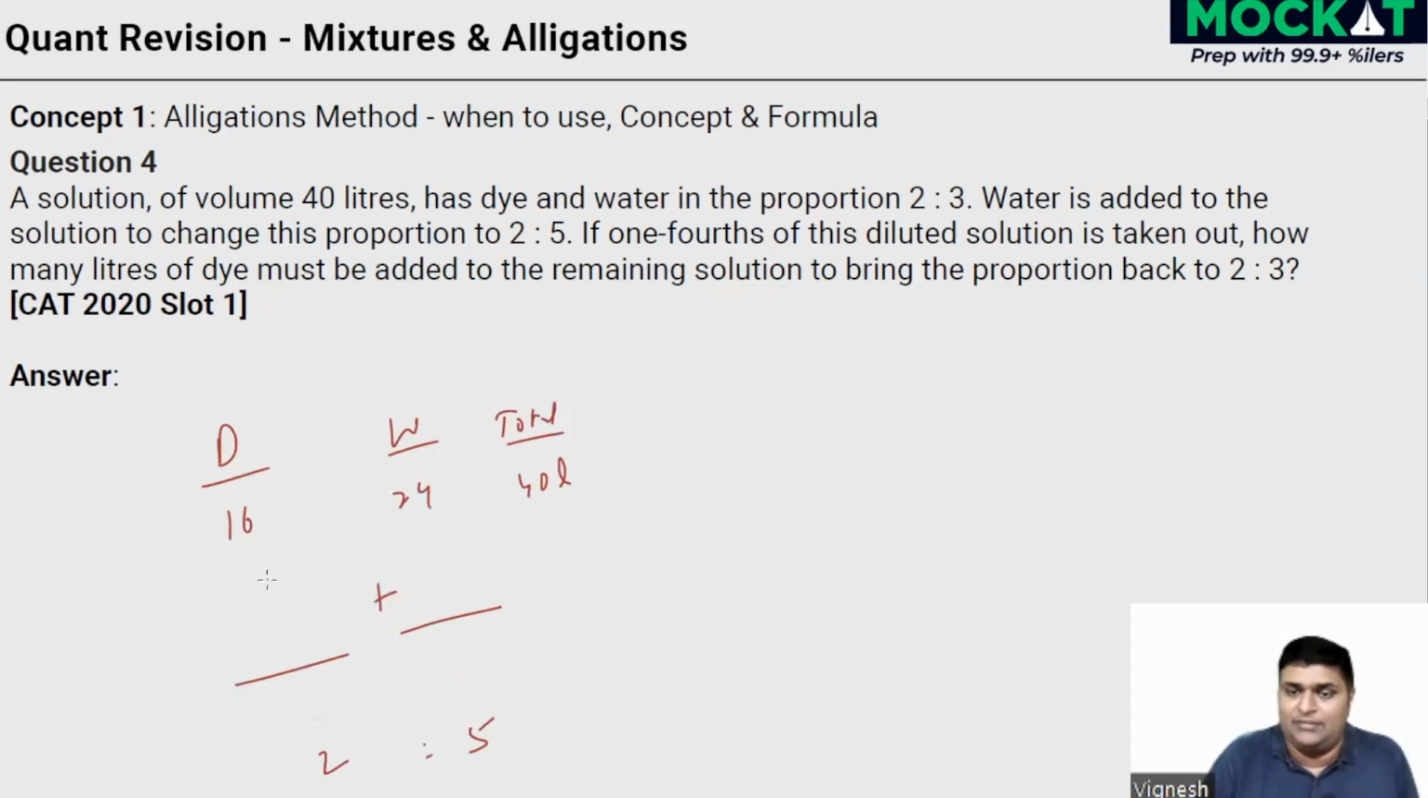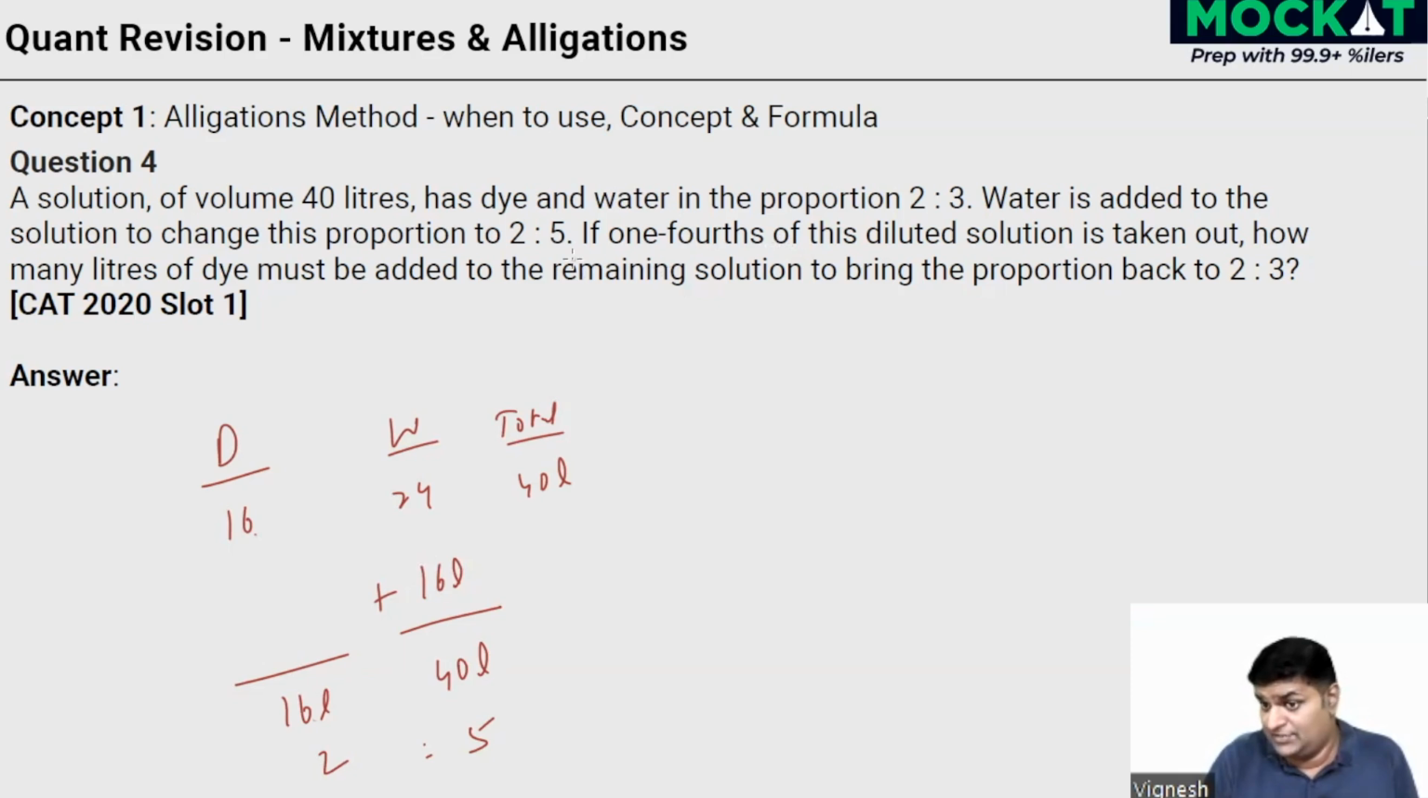That means dye comes as it is, only water was added, remains at 16 liters. 16 liters is 2 parts, so 5 parts over here is going to be 40 liters, right? If that is the case, the water which was added over here was just 16 liters, which is not even required for this particular question.